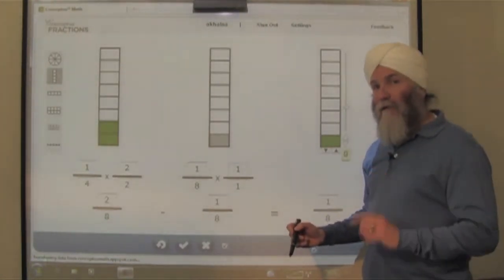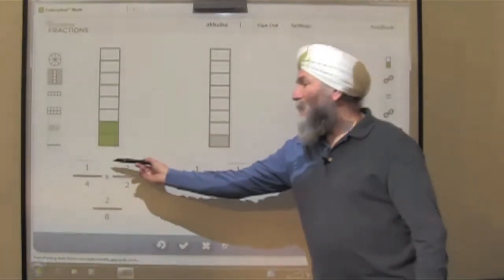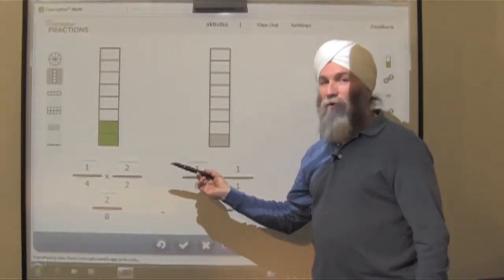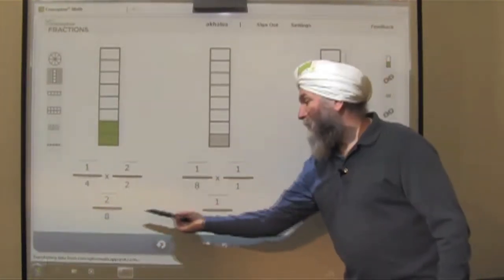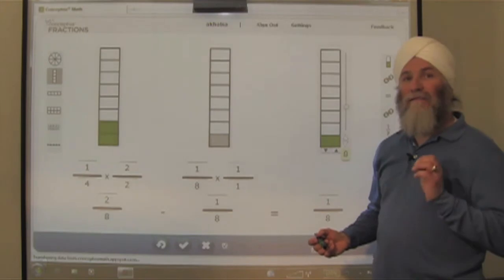And the important key was that we had to restate 1/4 and call it eighths, so the two fractions have common denominators.